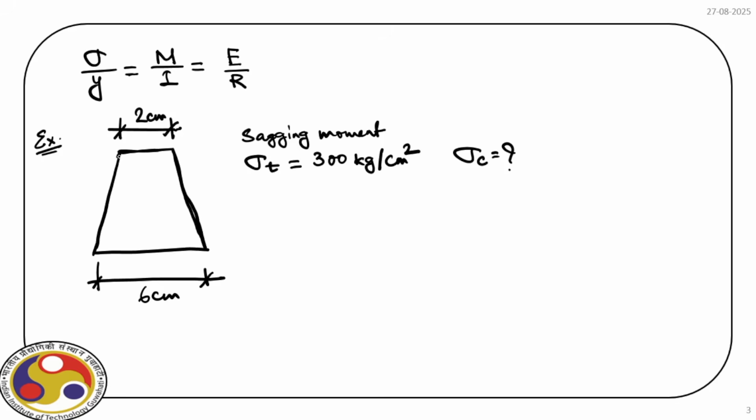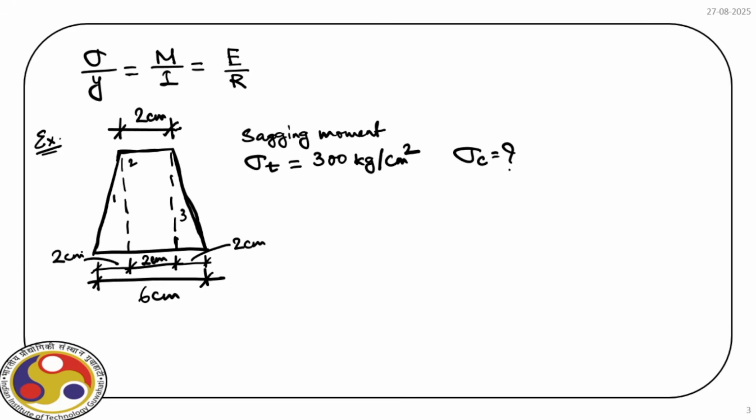So what we do, we first find out the section properties, and for that we divide this section into known sections. So we divide it into 3 segments: 1, 2 and 3. You have a rectangular section in the middle and 2 triangular sections on either side. The base of the rectangular section is 2 centimeter and the base of the triangular section is again 2 centimeter.